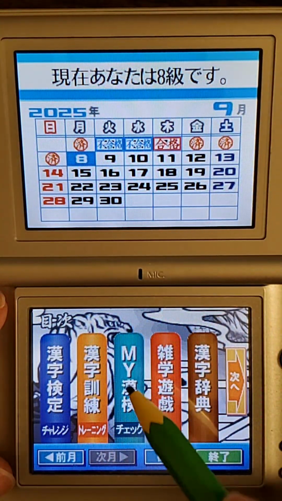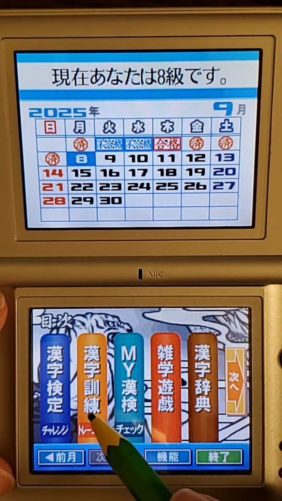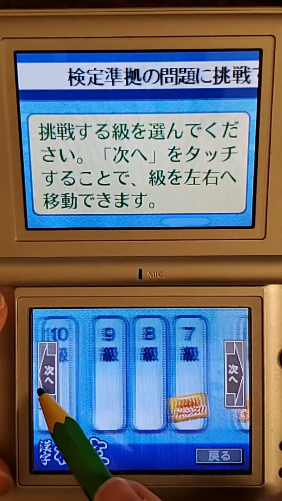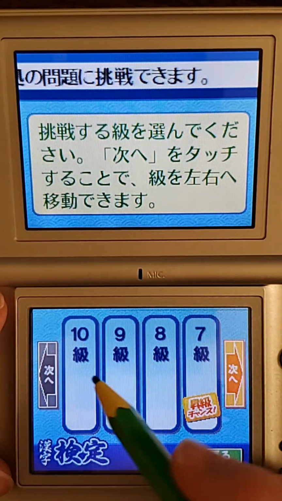Okay. In fact, let me see. Let me go back to that. Let's do level 10 because we were talking about that. Aki-san, if you're still here, we're gonna do level 10.